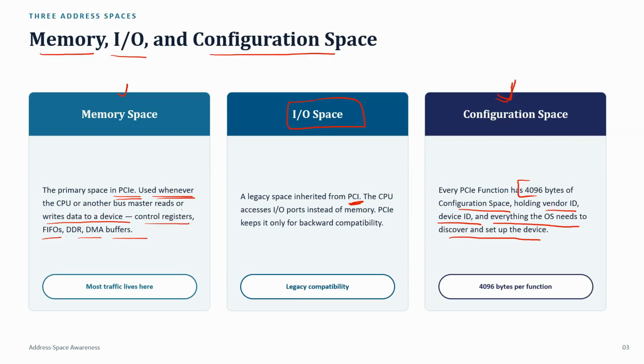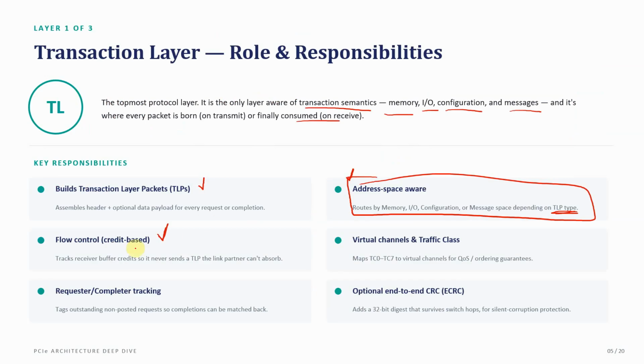So this was the second responsibility. I mean the third responsibility, which is nothing but flow control, credit based, where it is going to track receiver buffer credits. So it never sends a TLP the link partner can't accept. Okay.